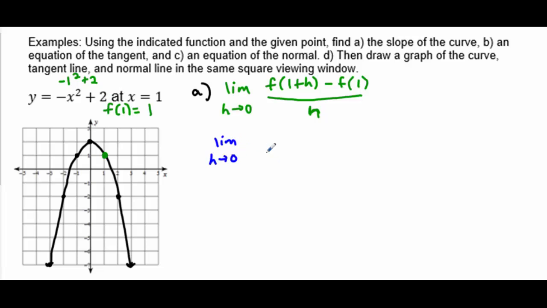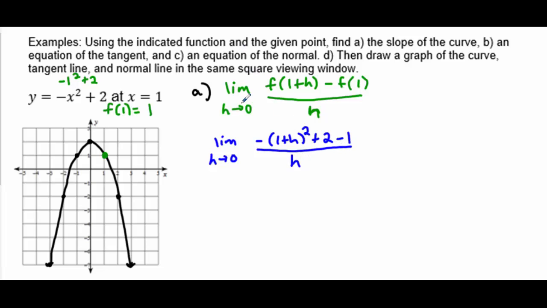So the only thing that we're going to change is we're just going to plug in 1 plus h and then plug in 1. So that's negative parentheses 1 plus h squared plus 2. That's just this first part that I plugged in, minus f of 1. Well, we just decided earlier that f of 1 is 1 because we looked at the graph or because we plugged it in. So right here where f of 1 is, I need to put a 1. And that minus sign comes from my formula.